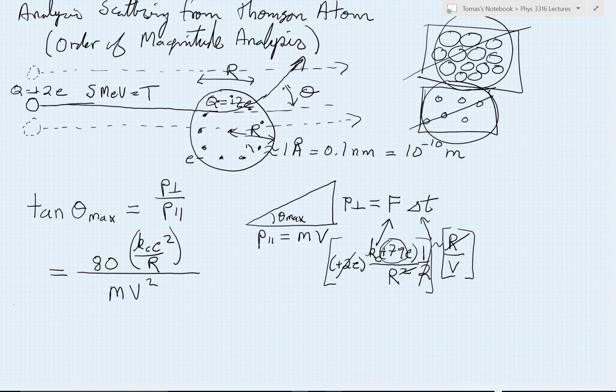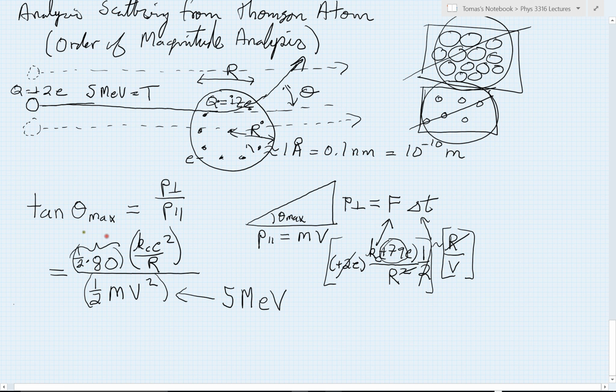And there's a few things we can do here. The first thing is the bottom looks a lot like a kinetic energy. So let's multiply top and bottom by 1/2 to keep things the same. But now this 1/2 mv squared, I know its value. That value is going to be the kinetic energy, which is 5 million electron volts. So that's 5 MeV there. Now, I've got a numerical factor here, which of course is just going to give me 40.